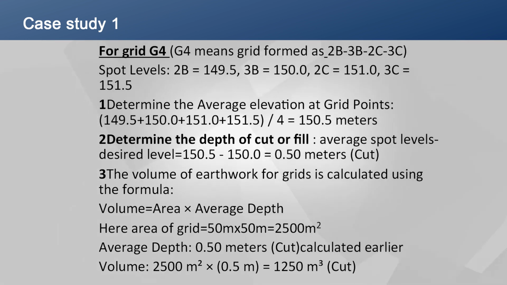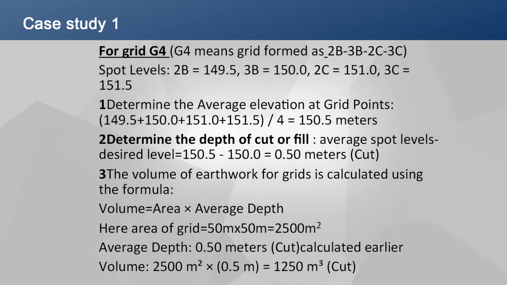Minus denotes filling volume. Now, if we do the calculation for grid 4, means the grid formed by 2B, 3B, 2C and 3C. So, spot levels are given as for 2B it is 149.5 meter, for 3B 150 meter, for 2C 151 meter, for 3C 151.5 meter. Now, the first step is average elevation of points. It comes out to be 150.5 meter. Next is determination of depth of cut or fill. Here it comes out as 0.5 meter cutting.